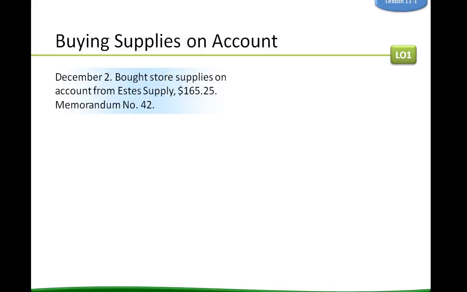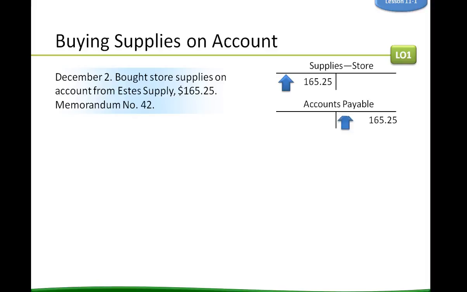So let's look at our general journal and what we're going to do. On December 2nd, we bought store supplies on account from Estes Supply for $165.25. It's memorandum number 42. So the supplies store increases, and the accounts payable increases. So when store supplies are bought on account, both the value of store supplies on hand and the amount owed to vendors increases.